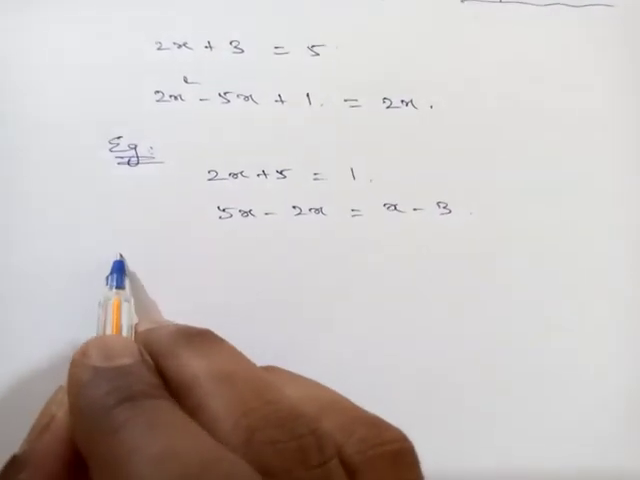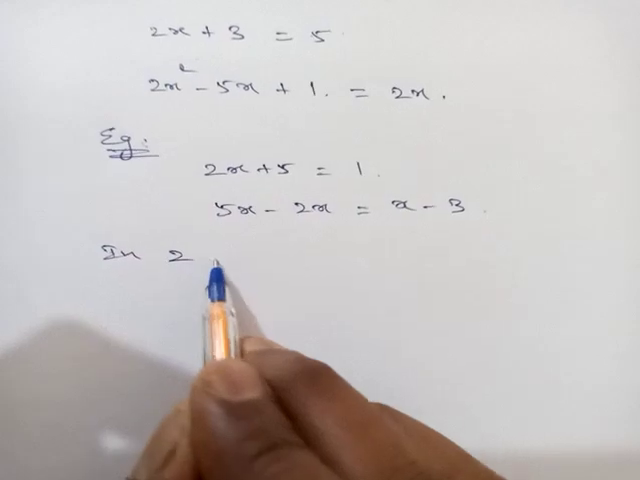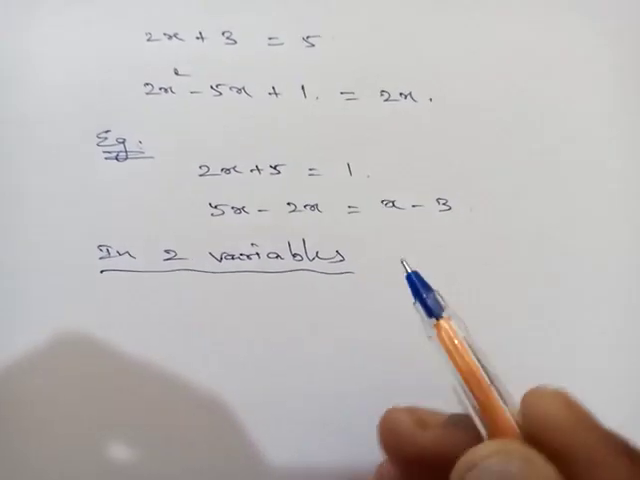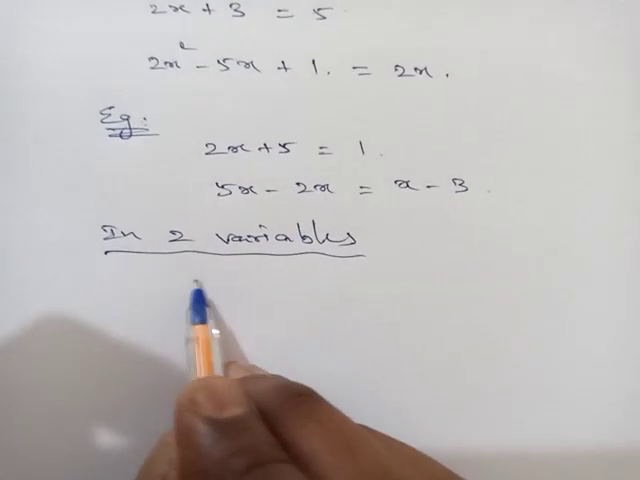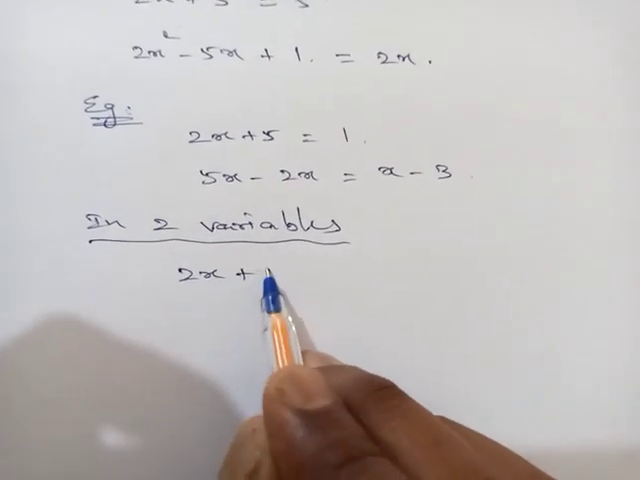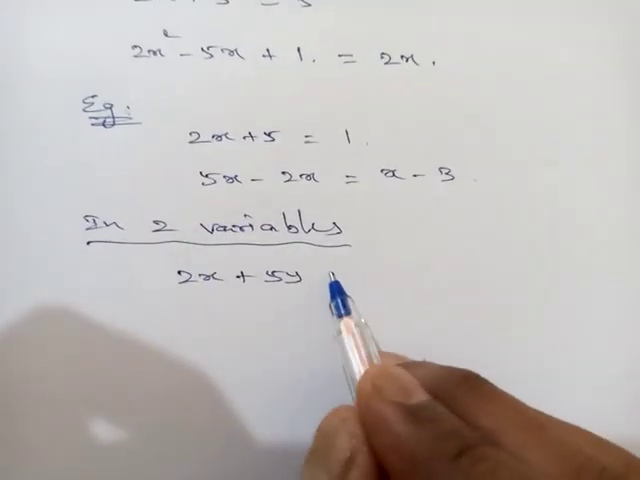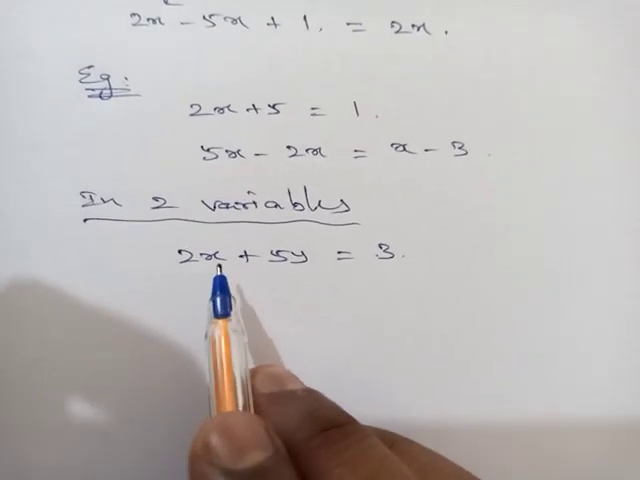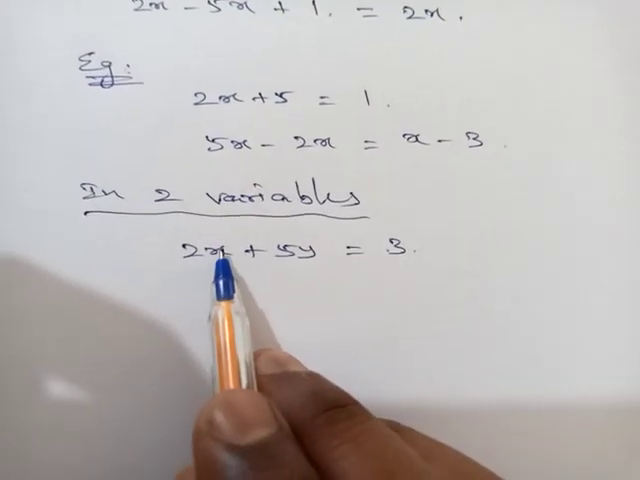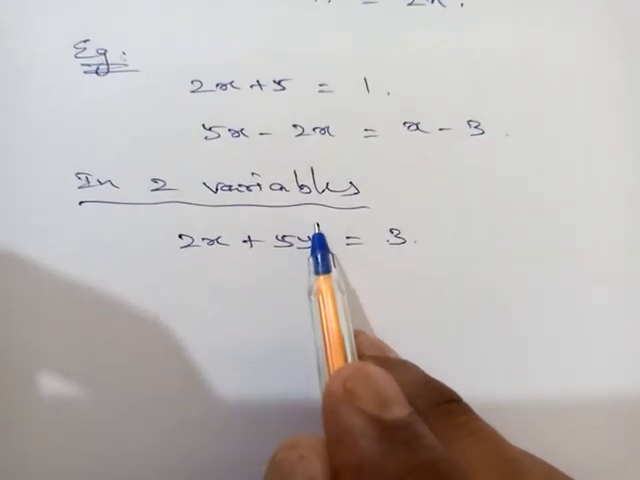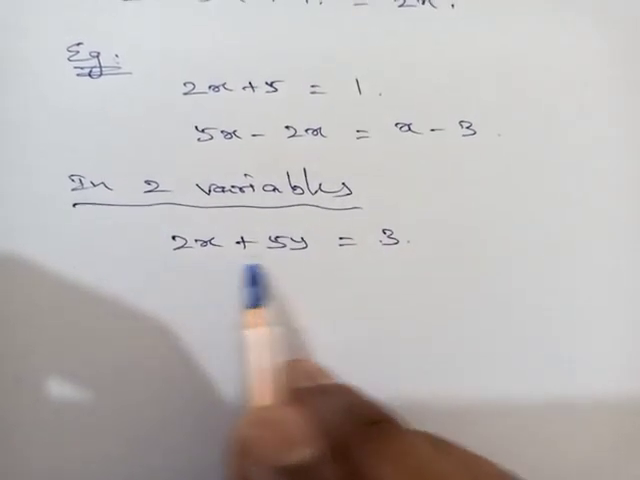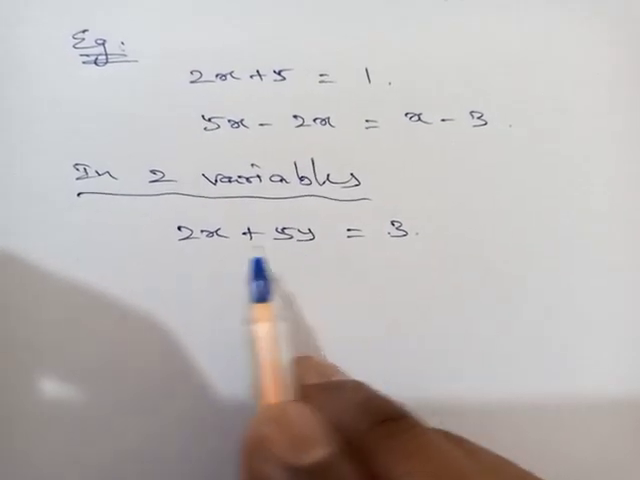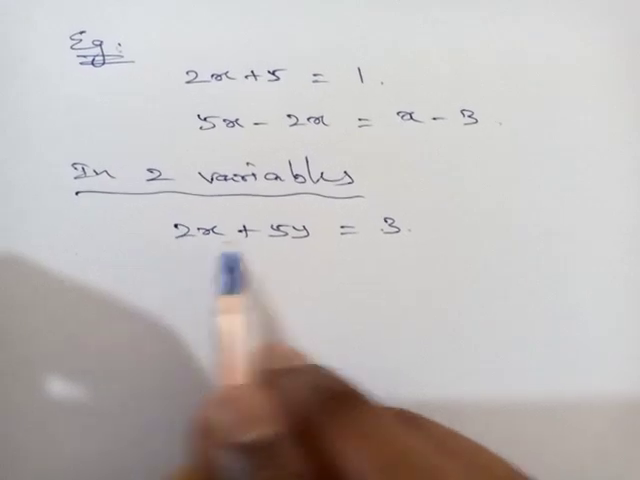Now for example, in two variables. Consider this linear equation in two variables: 2x + 5y = 3. This is a linear equation. Why is it linear? See here, x to the power is 1, y to the power also is 1. So it is a linear equation in two variables. Why two variables? x is one variable, y is another variable.